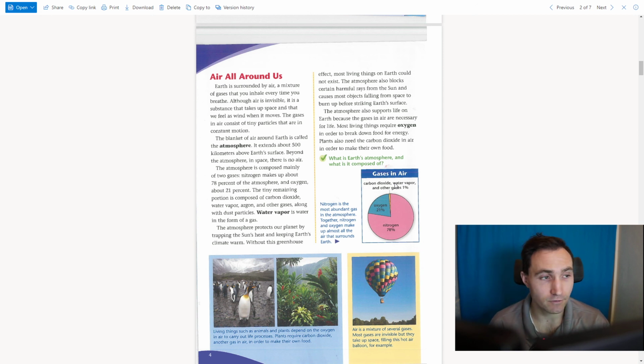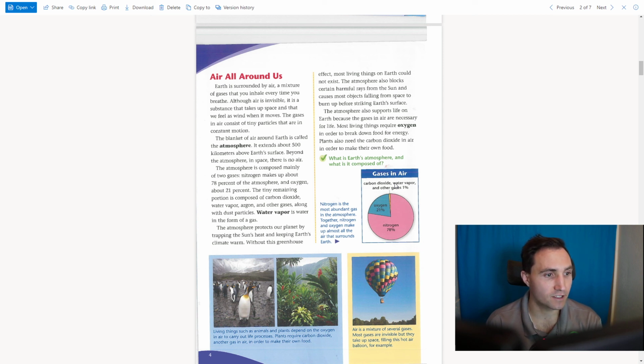So, air all around us. Earth is surrounded by air, a mixture of gases that you inhale every time you breathe. Oh no, I'm inhaling gas. I'm just kidding. Although air is invisible, it is a substance that takes up space, and that we feel as wind when it moves. The gases in air consist of tiny particles that are in constant motion. The blanket of air around Earth is called the atmosphere. It extends about 500 kilometers above Earth's surface. Beyond the atmosphere in space, there is no air.